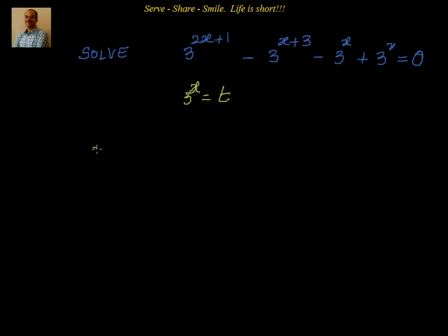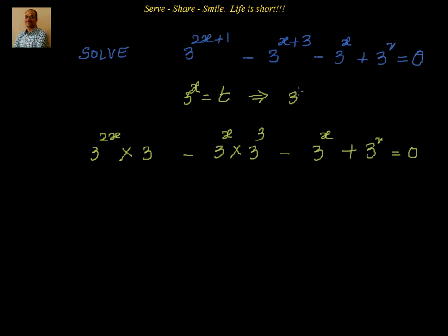For that, my first step will be 3 power 2x plus 1 is equal to 3 power 2x into 3, minus 3 power x plus 3 is equal to 3 power x into 3 cube, minus 3 power x as it is, plus 3 square equal to 0. Now we have to understand that if 3 power x equal to t, 3 power x whole square or 3 power 2x is equal to t square.